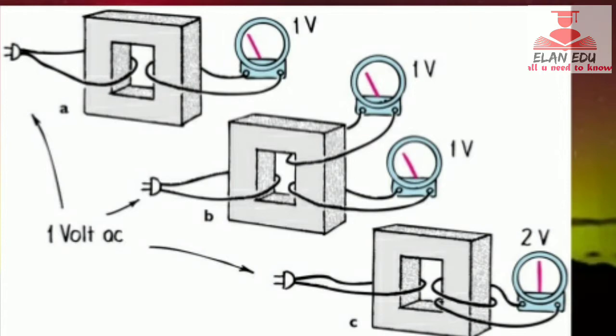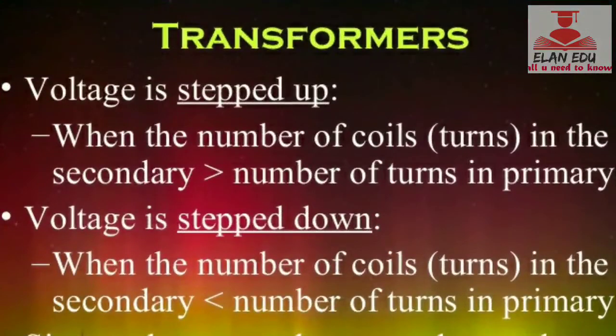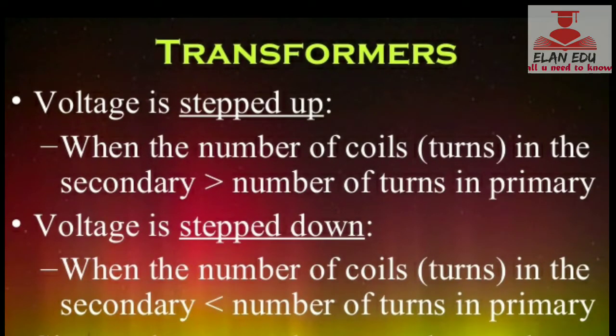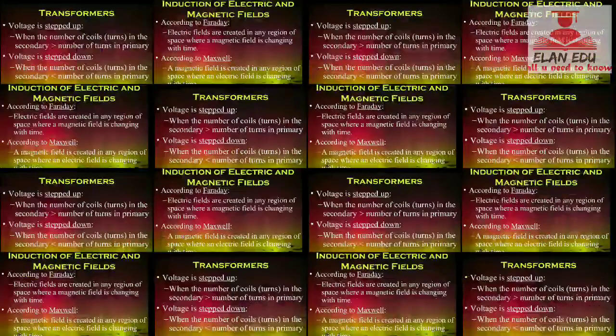Hence, it is evident that the voltage is stepped up or stepped down based on the number of turns in the primary and secondary winding. If the number of turns in the secondary winding is more than in the primary, then it is a step-up transformer, and when the number of turns in the secondary winding is less than in the primary, then it is a step-down transformer. Hence, voltages can be stepped up and stepped down so easily, as electrical power is primarily in the form of alternating current, that is AC.